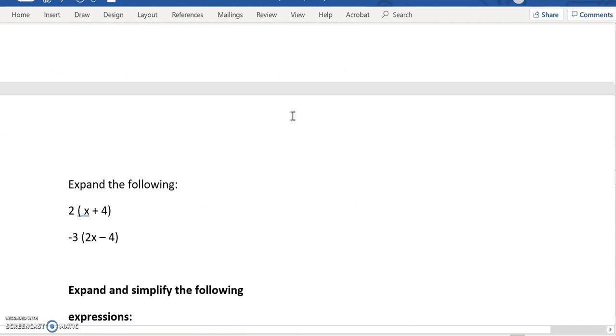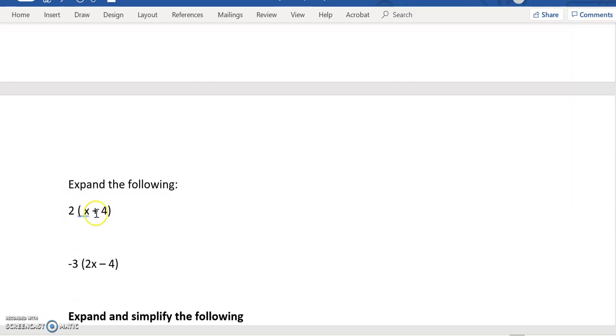Now we're going to add some brackets. And when we've got one set of brackets, it's a matter of multiplying both terms inside the brackets by the 2. So in this case, it's going to equal 2 times x, which is 2x, plus 2 times 4, which is 8.